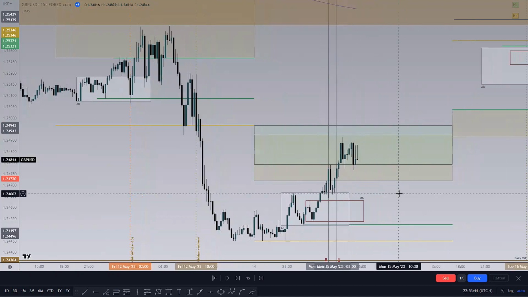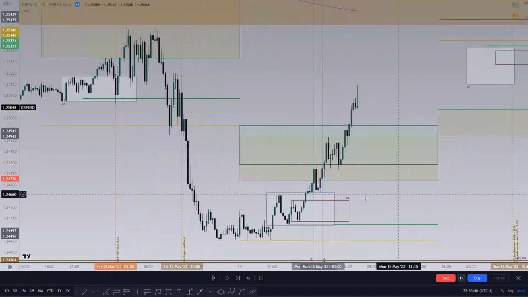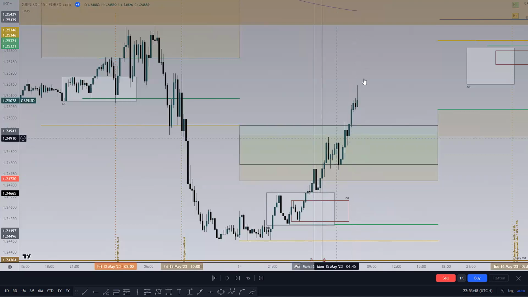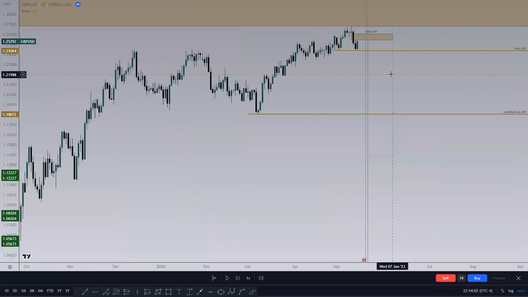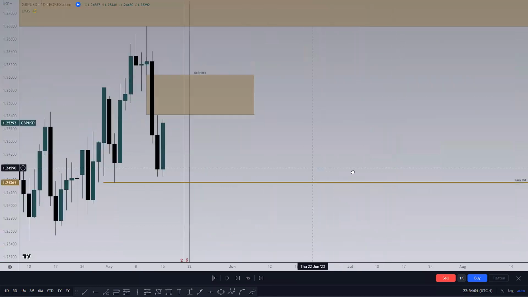Now we can see that for the duration of the trading session, price essentially traded into the H1 as well as the H4 buy side target without trading into the order block. So at this point on Monday, there was absolutely no setup at all, and I personally didn't take a trade. So going into Tuesday.